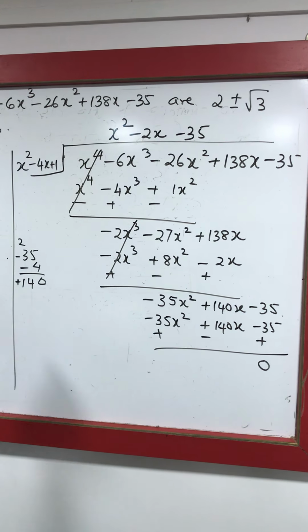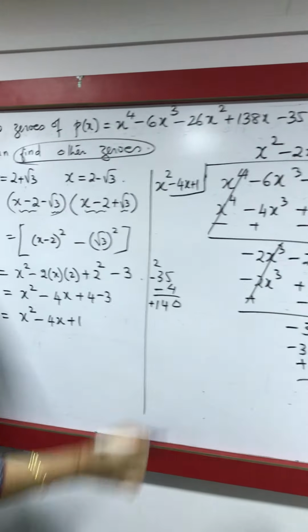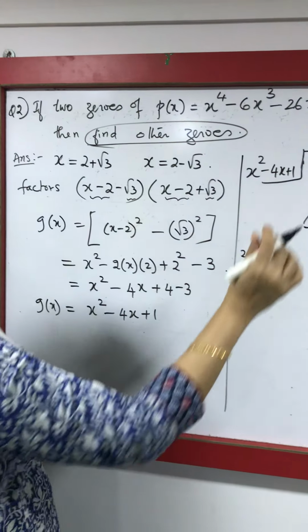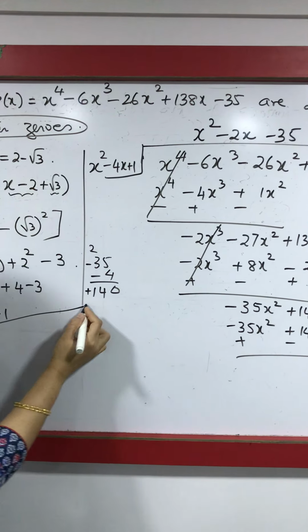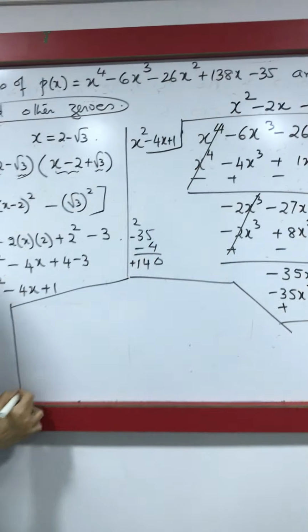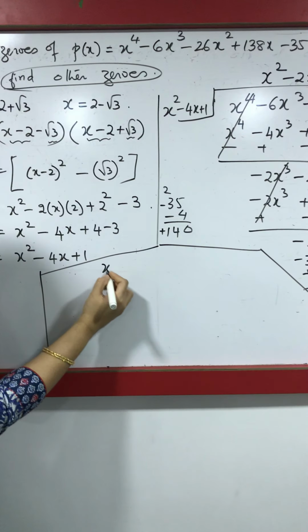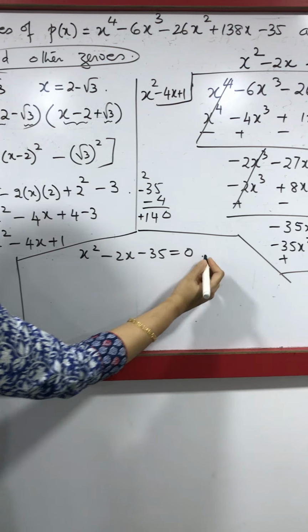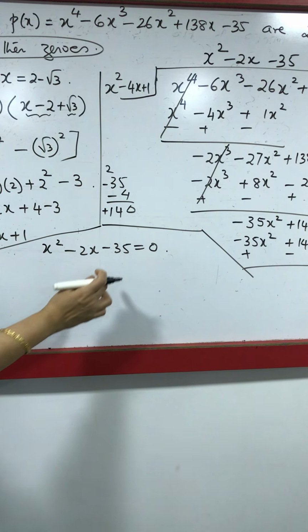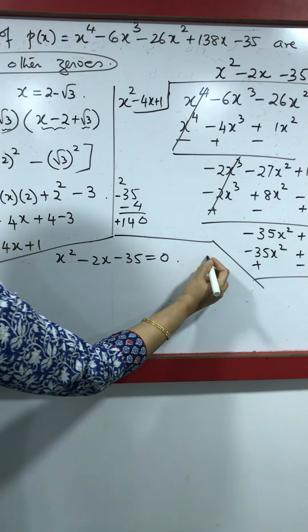Now to get the other zeros, remember there are a total of 4 zeros. To get the other zeros, we will factorize the quotient. That is x square minus 2x minus 35 equal to 0. We find the factors of 35.